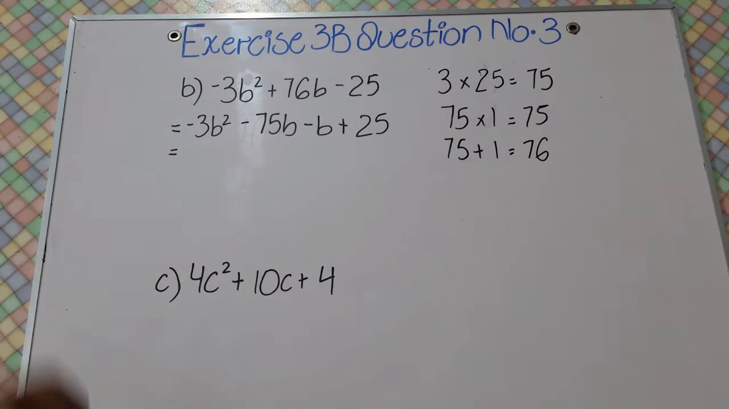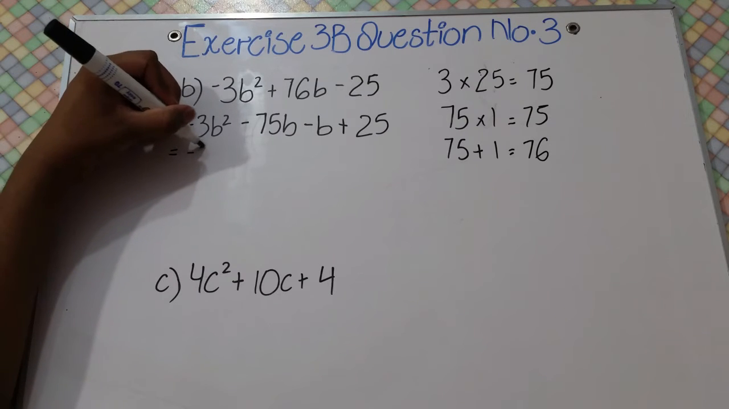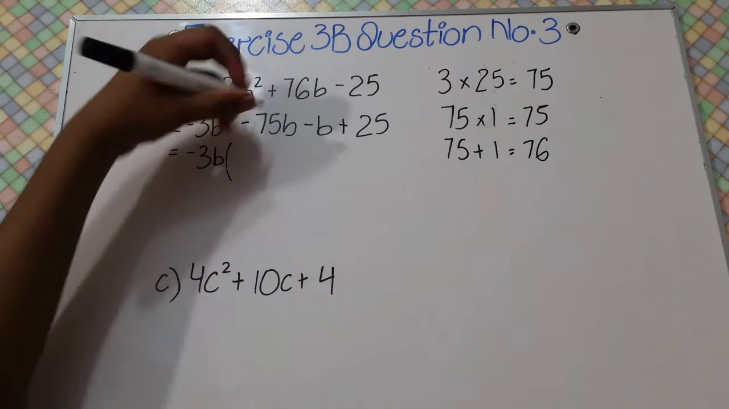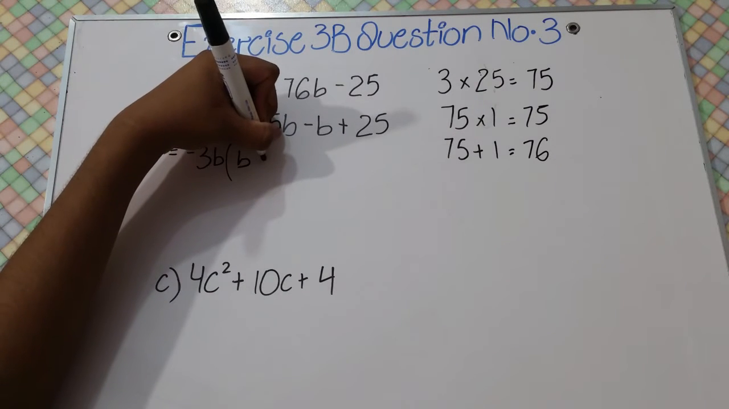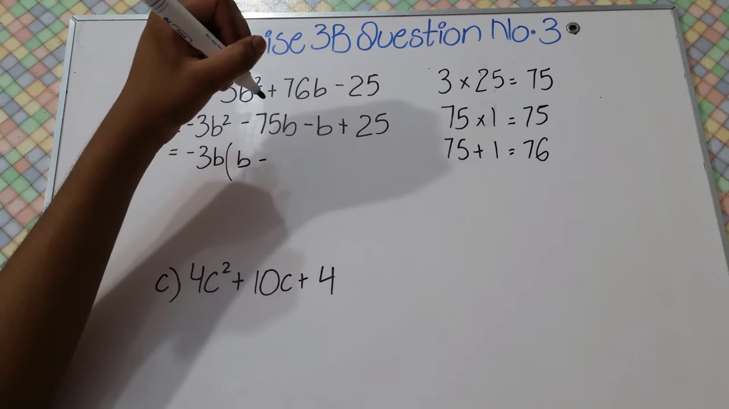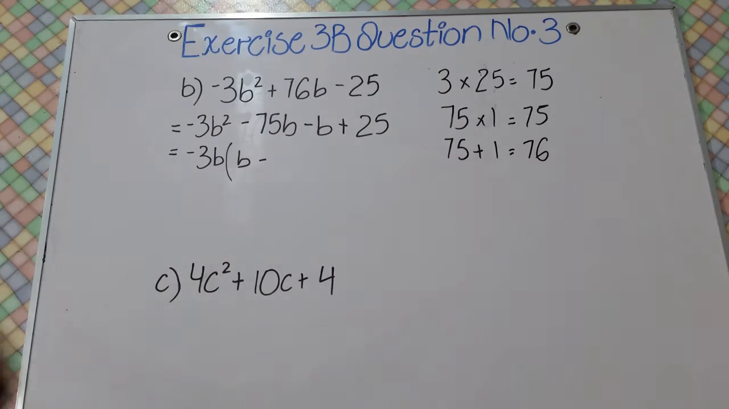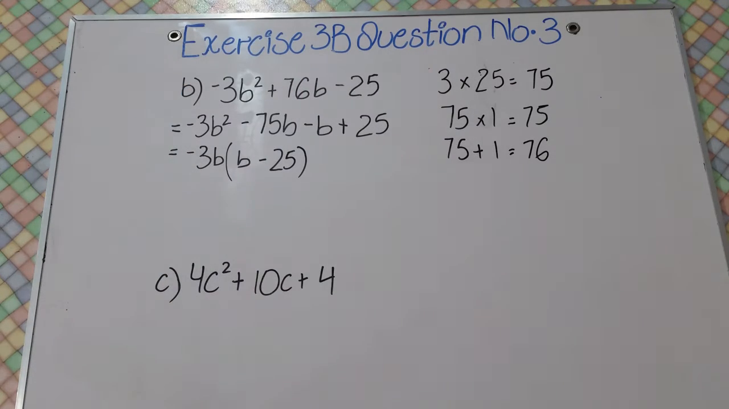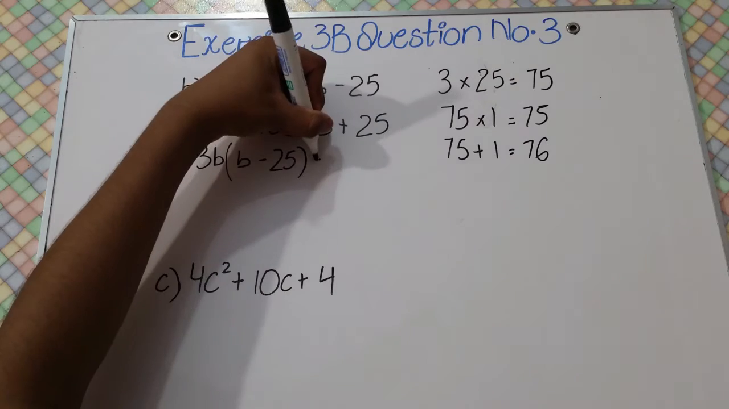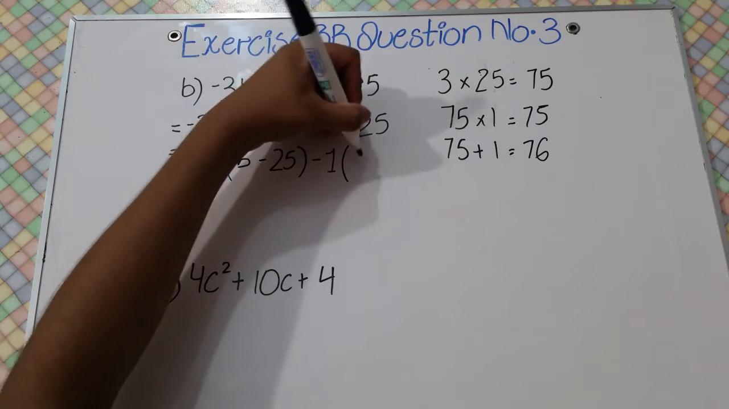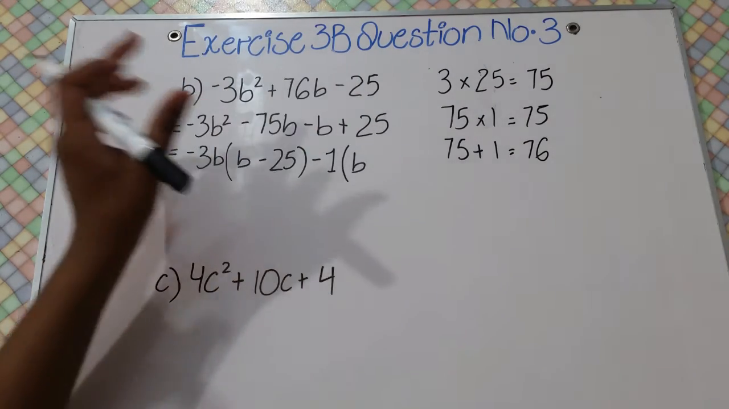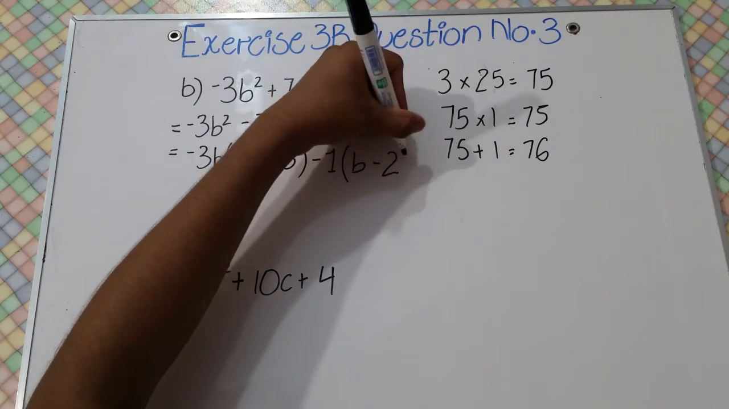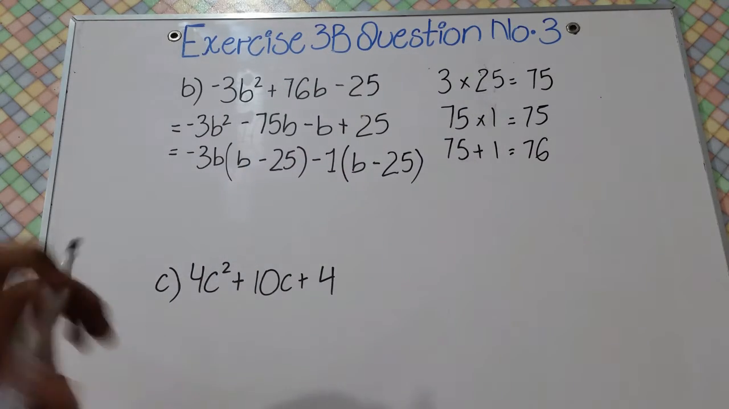Now I'm going to make the brackets, which means minus 3b is the common factor, and then b would be inside with minus 75, or it would be 75 or 25, because 3 multiplied by 25 is 75, so 25. Okay, fine. Now minus 1, and I have written b inside because it is 1b, but I could have written it as b. It's your choice. Minus plus is minus 25, because 1 multiplied by 25 is 25.